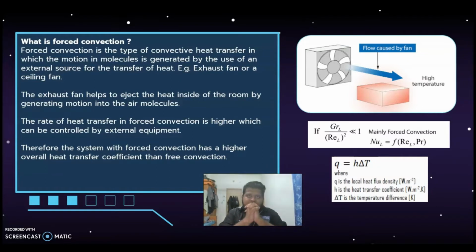In other words, you can also see that in exhaust fans which are used in commercial buildings or houses. At the right you are able to see the diagram where an exhaust fan is used to cause the flow, and then high temperature is also transmitted out. Below that you are able to see the equation that we can use for convection, which is Q equals H times delta T, where Q is the local heat flux density, H is the heat transfer coefficient, and delta T is the temperature difference.